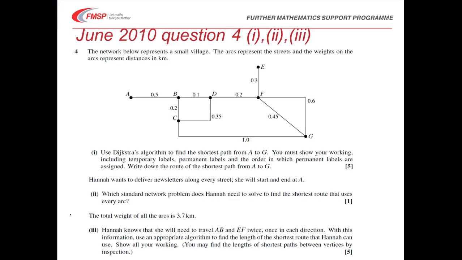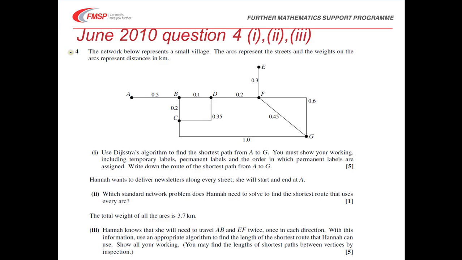So let's look first of all at a question. Some of the questions in D1 are quite long, so you do have to be aware of that. But let's have a look at this question and see if we can get the main points. So we've got a network, it represents a small village, the arcs represent the streets, and the weights on the arcs are the distances in kilometres.